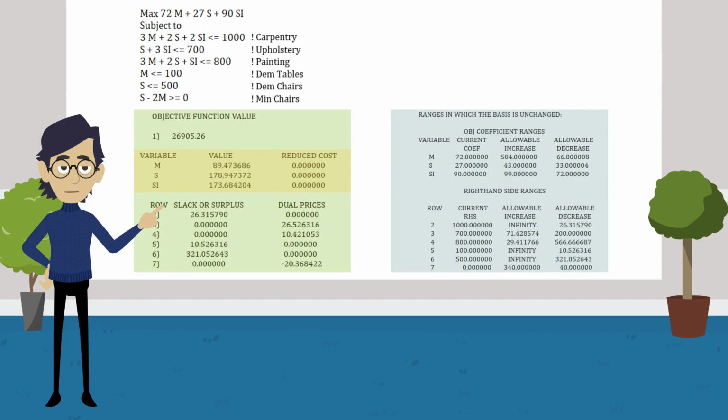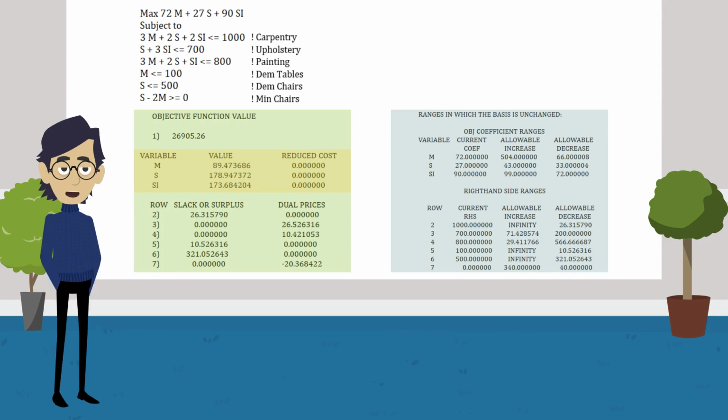In this case M is equal to 89.47, S is equal to 178.94, and SI is equal to 173.68. Recall that the simplex method finds continuous solutions, which means that the numbers in the solution are not necessarily integers. On the other hand, there is a second column denominated reduced cost. This column would have values different from 0 if the values of M, S or SI had been 0. In a future example, I will explain the meaning of this value.